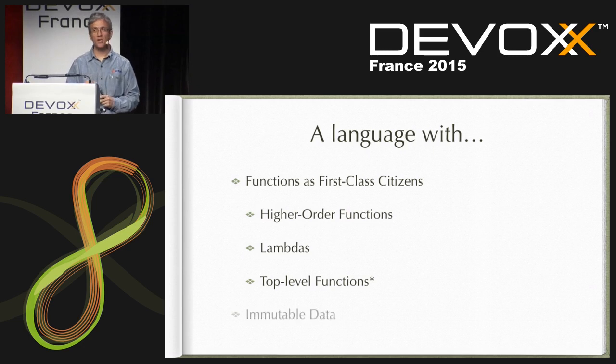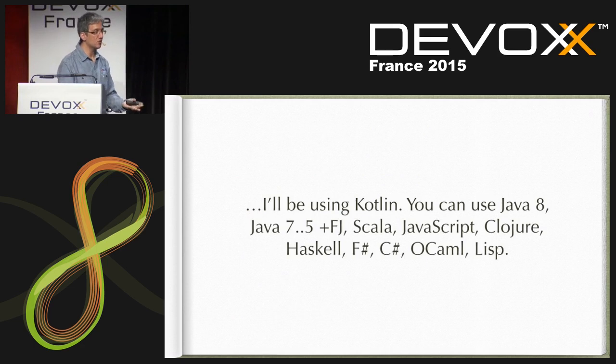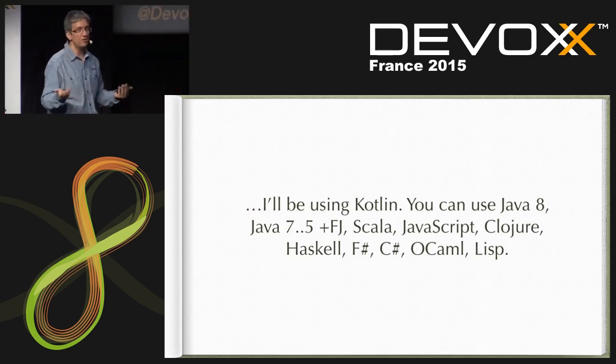And immutable data. Why? Well, because we'll see that some things, you know, if we reason about less things, it makes things easier. And this concept of immutable data is quite big in functional programming, and we'll see some aspects of that. So having said that, what will I be doing this demonstration in, this talk in? I'm going to be using Kotlin.